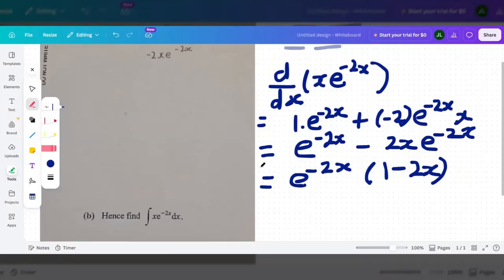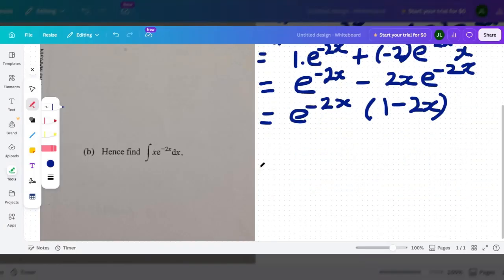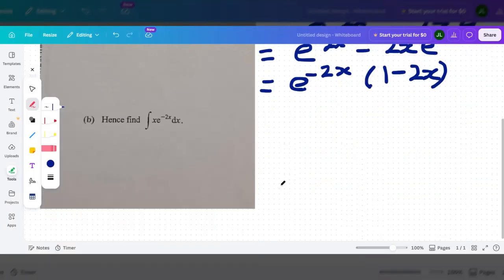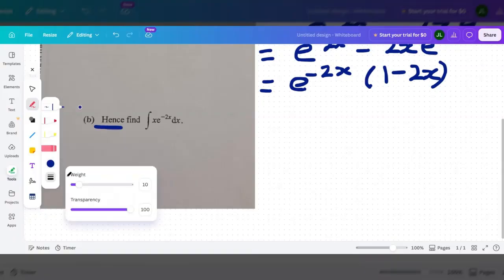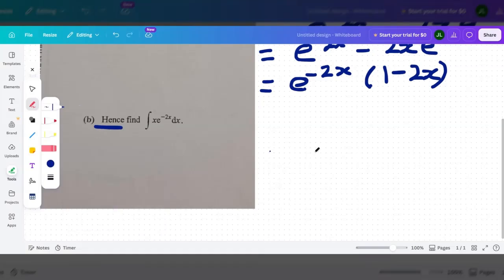And that is, how do you integrate this? Now, before we do this, please take note of this word. This is telling you that you need to use the answer that you have just found. You ask, so where is the answer? This is the answer you have just found, and you need to use this to your advantage to solve this question. You ask, how can that be?